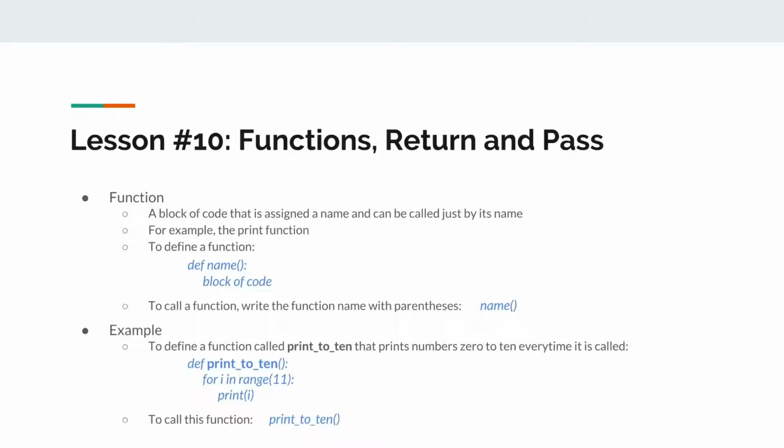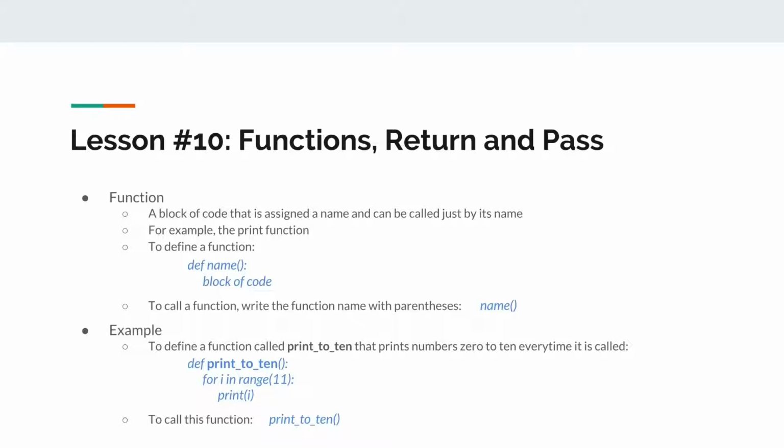The way you define a function is to first write def, short for define or definition, followed by the name of the function, then a set of parentheses, followed by a colon, and then the block of code that you want to associate with that function. To call that function, we simply write the name of the function along with a set of parentheses. Let's look at an example now.